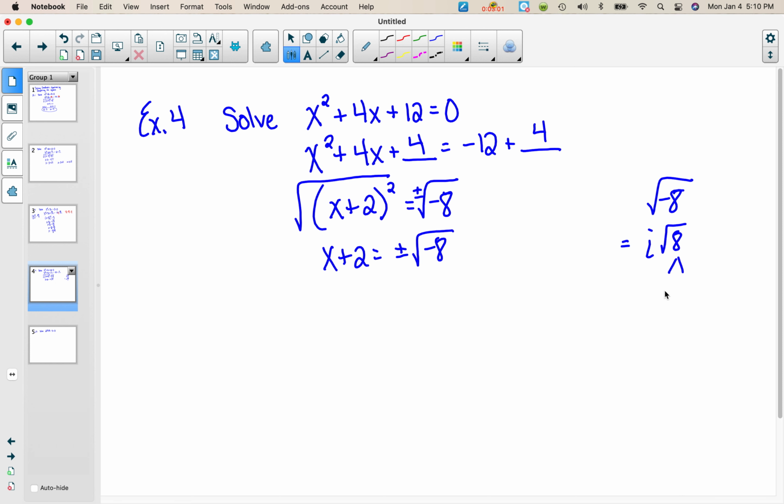And then I can break this down. Think of it as the square root of 4 times the square root of 2. So I get 2 root 2, but I had an i there. So we have x plus 2 equals plus or minus 2i root 2. And now I'm going to subtract the 2. I'm going to put it in the front. I get negative 2 plus or minus 2i root 2, which tells me that I have complex numbers for my solution. If I graphed the related parabola, y equals this, it would not have any x-intercepts. It would not cross the x-axis.